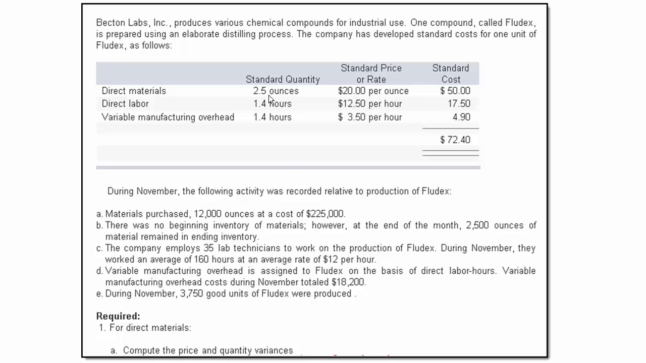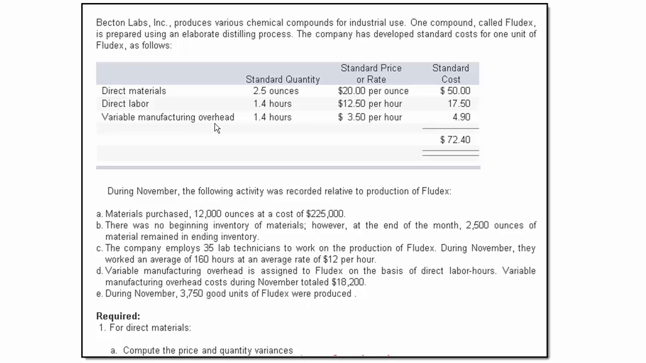Direct materials, 2.5 ounces are used, cost $20. That's the standard price per ounce. So 2.5 times 20 gives us a standard cost of $50. Direct labor requires 1.4 hours, and the standard price for our direct labor is $12.50 per hour, so that gives us a standard cost of $17.5 for 1 unit of Fludex.